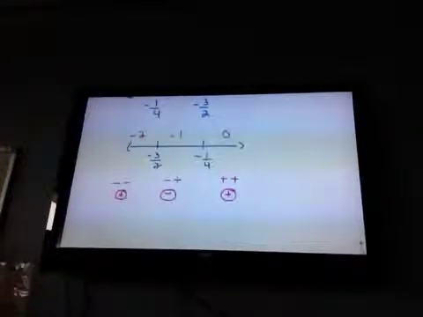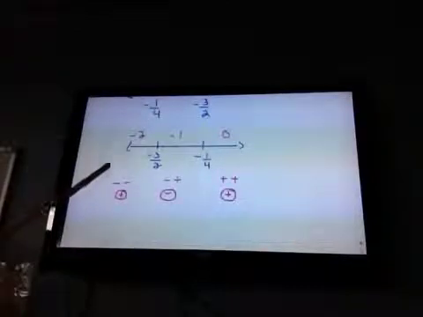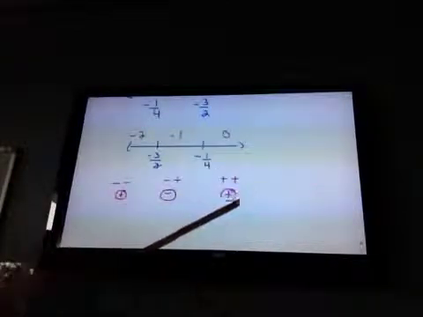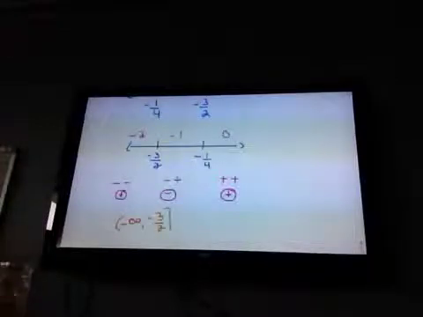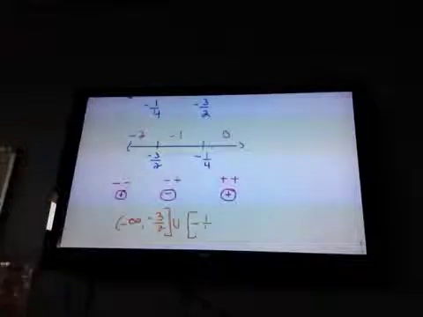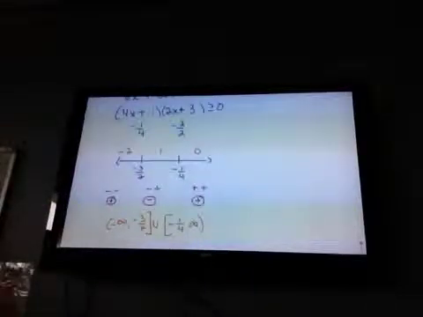So positive numbers are going to be in this area and in this area. So that's going to be negative infinity up to and including negative 3/2. And then it's going to be including negative 1/4 to positive infinity. And again, our brackets, because it's greater than or equal to.